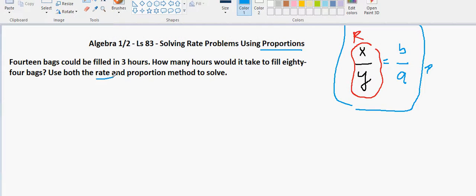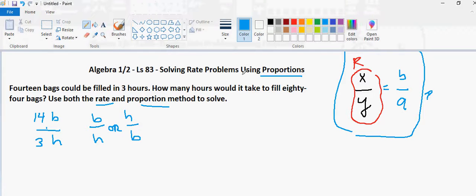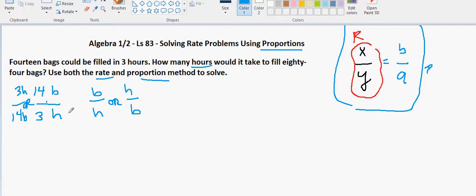It wants us to use the old and the new methods. We need to know what rates are implied. Either way, you need to know that 14 bags is being compared to 3 hours. So we have bags to hours or hours to bags, and we know 14 to 3. Then what do we need to solve for? We need to solve how many hours. So with the old rate version, we'd have two options, upside down or not, and then you decide which one to use.